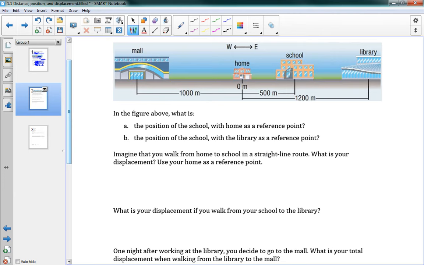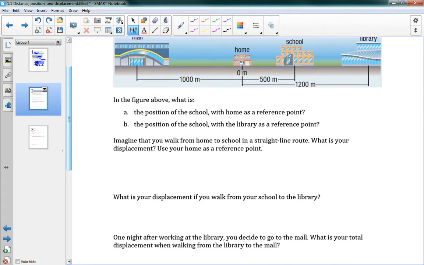Alright, great. So moving on to the next page here, we have the same picture with home, school, and the library. We've added on the mall, and now we're going to do a bit of position and displacement. So in the figure above, what is the position of the school with home as a reference point? Well, we can say position is this symbol here. And we know that the school is 500 meters away, so it's 500 meters. And we need to say the direction. So in this case, I'm going to say it's 500 meters east of home.